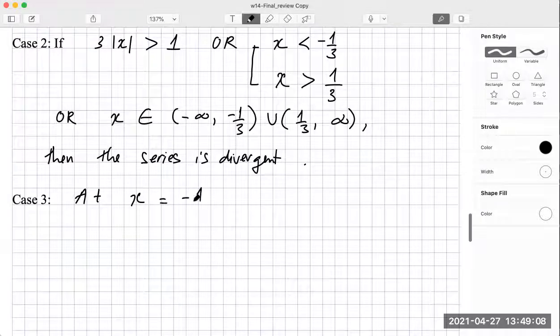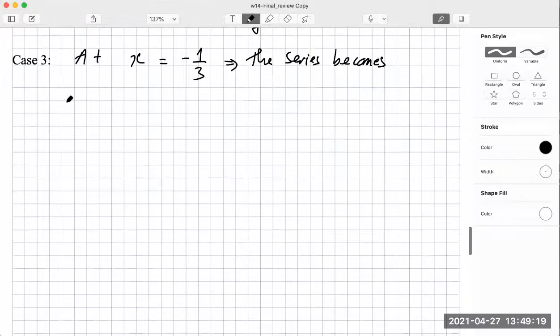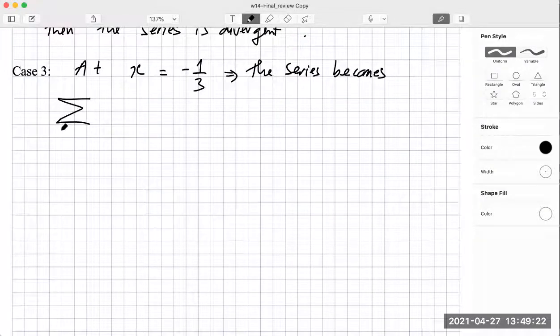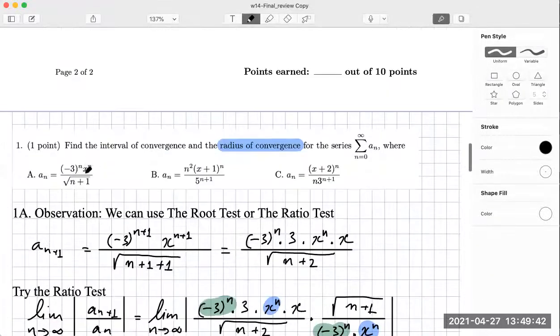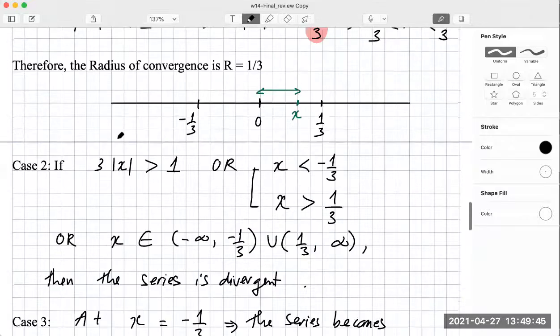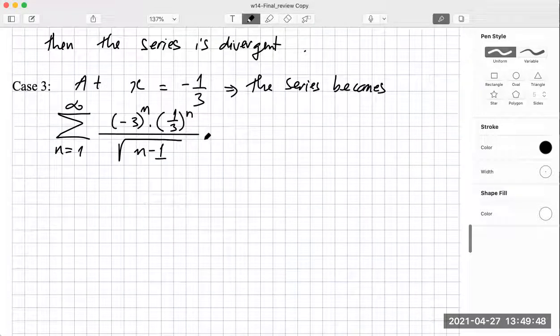At x is equal to -1/3, the series becomes, what is it? The series from n is equal to 1 to infinity of -3 to the n times x, which is 1/3 to the n, divided by square root of n minus 1, right? Yes, correct.